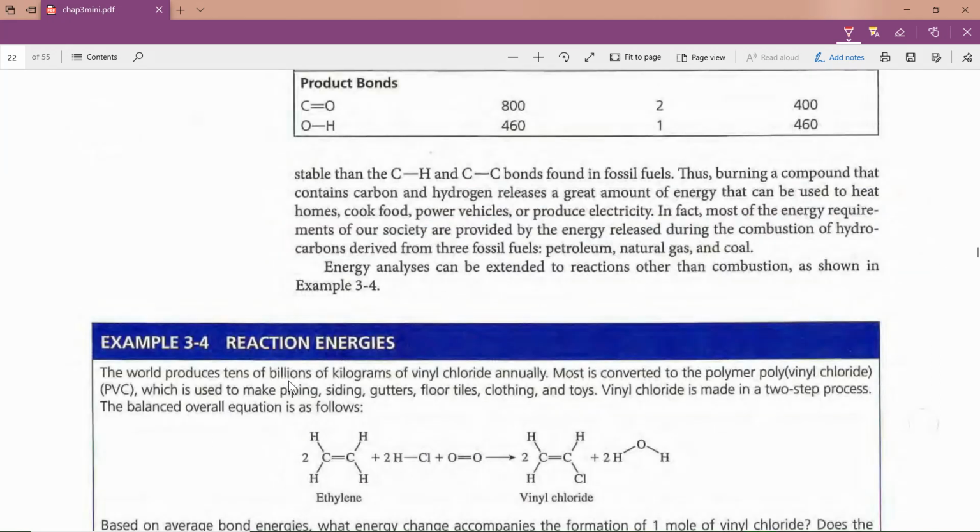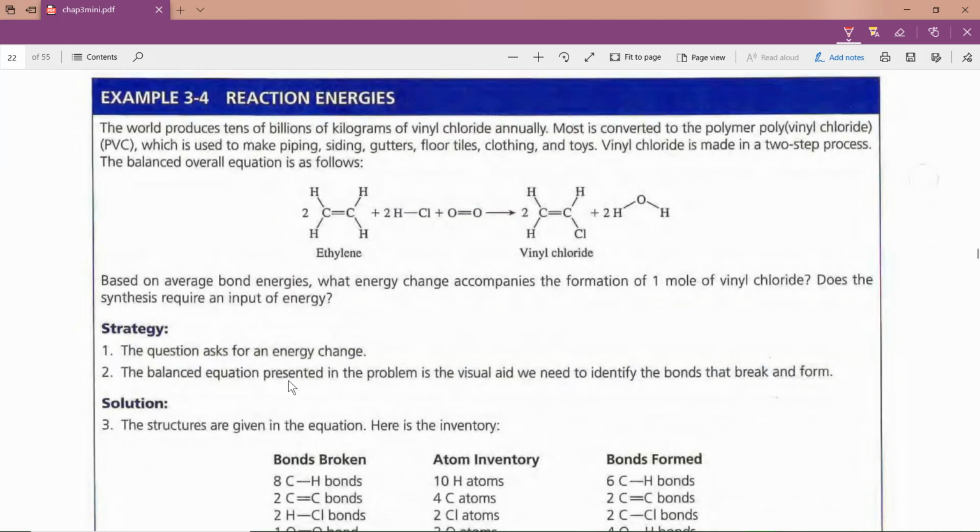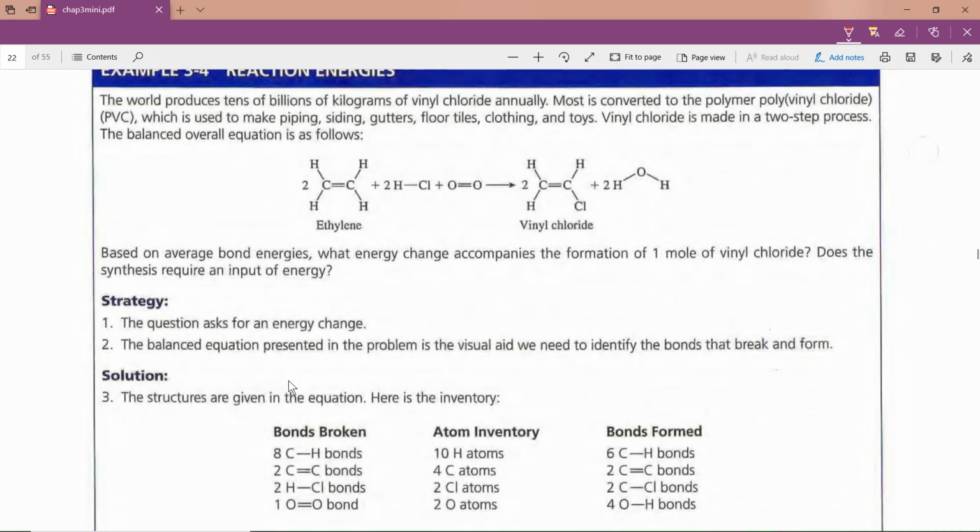Okay, you can read about fossil fuels if you want. Let's look at this example here, example 3.4. This is on page 132, and we have here ethylene and hydrogen chloride and oxygen gives you vinyl chloride and water. Based on average bond energies, what energy change comes with the formation of 1 mole of vinyl chloride? Oh, okay, so we're going to do it with 2 moles, and then at the very end we'll divide by 2 because they want 1 mole.